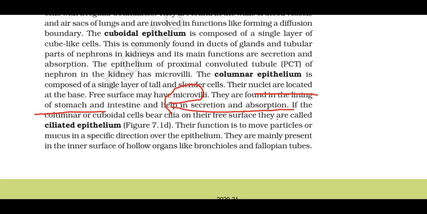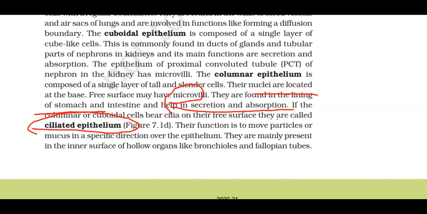Now these are all the three basic types, right? But we have subtypes also. These subtypes are based on some external characteristic features. For example, if columnar and cuboidal epithelium have cilia on their surface, they are ciliated epithelium. And if they have flagella, they are flagellated epithelium. Majorly here we see cilia. So ciliated epithelium means on their surface they have cilia.